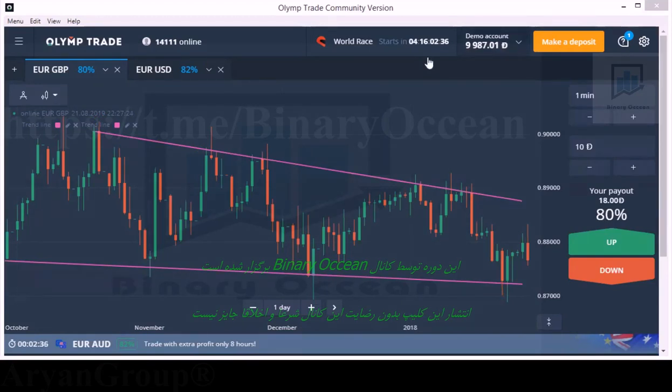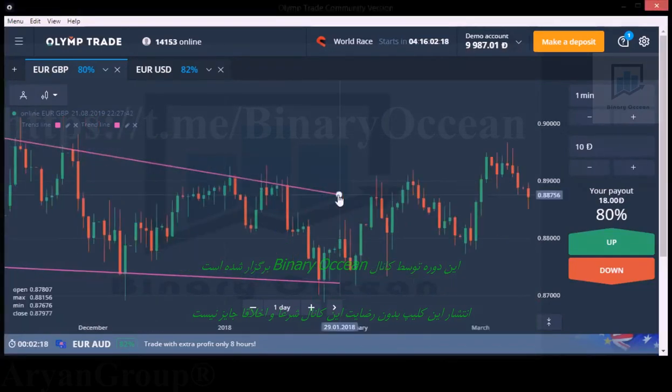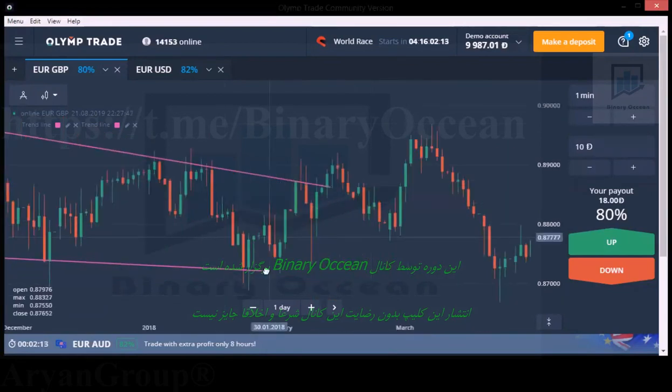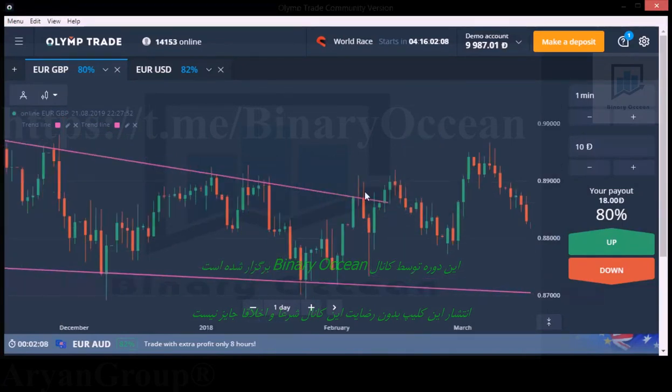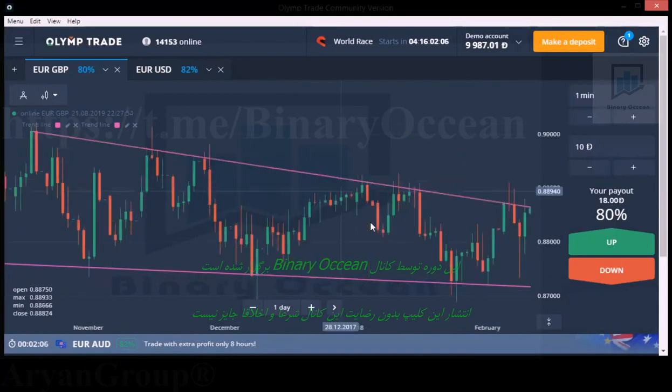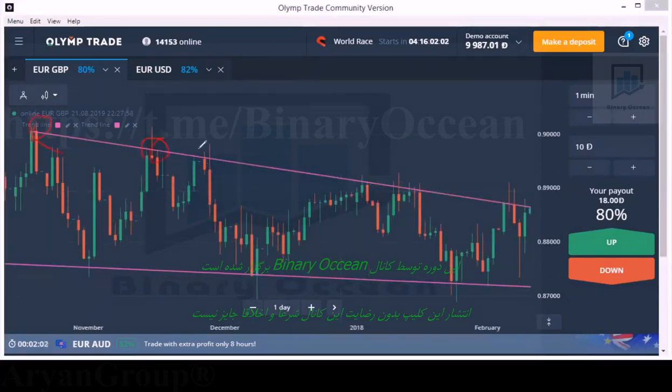So if you want to enter here, below this point will be your stop loss point. This is your entry point, and your exit point will be here. Yeah, this is your entry point, this is your exit point. And here also a seller's entry, this is your entry point, this is your exit point, and this is your entry point, and this is your exit point.